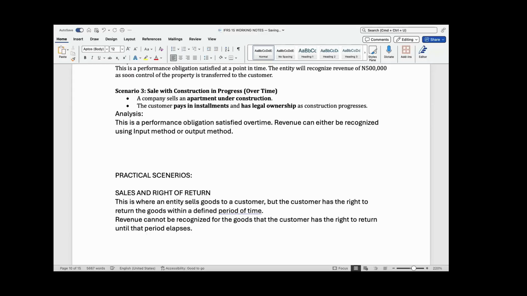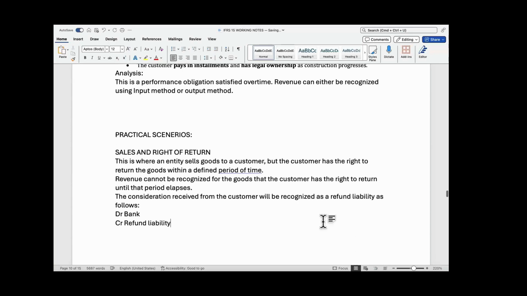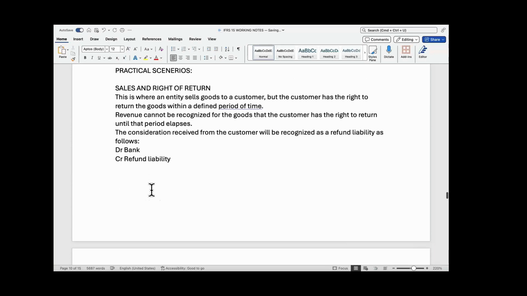So the consideration received from the customer will be recognized as a refund liability as follows. So that means we're going to debit bank and credit refund liability with the amount of the goods.